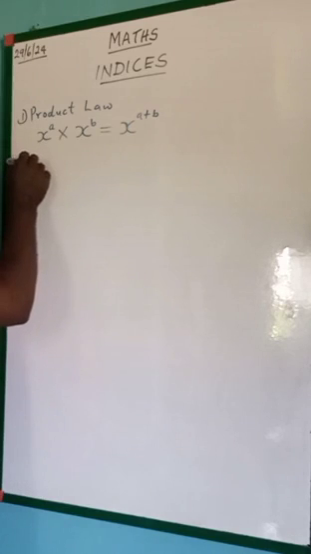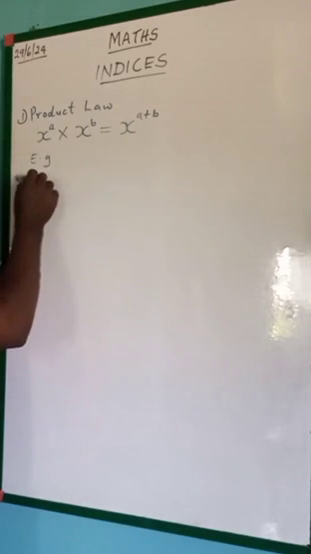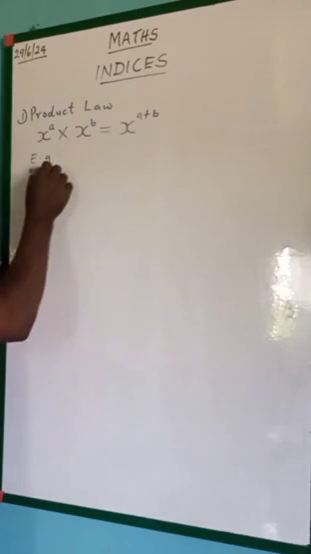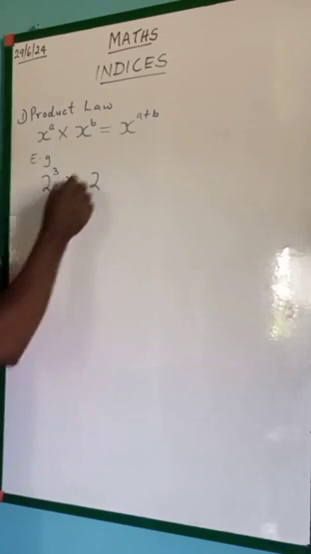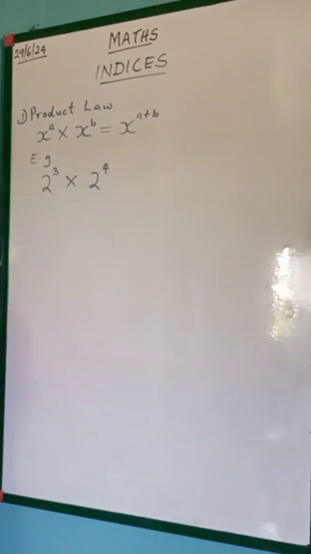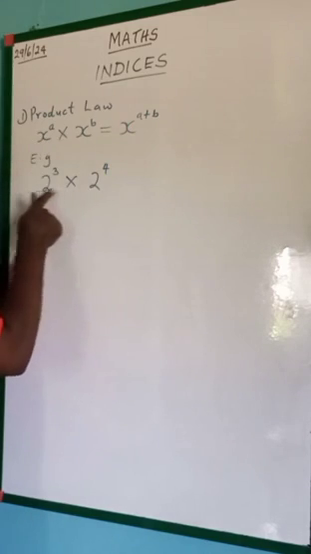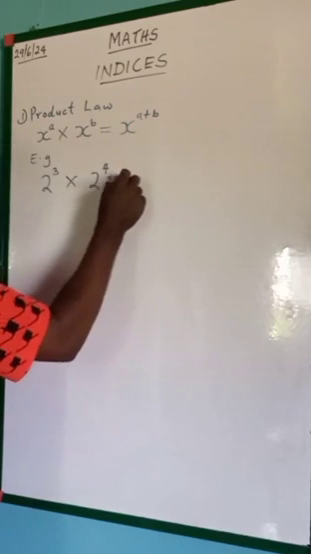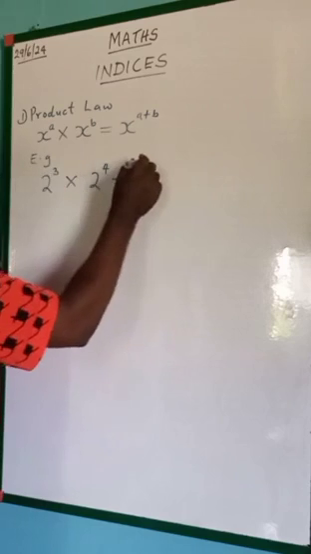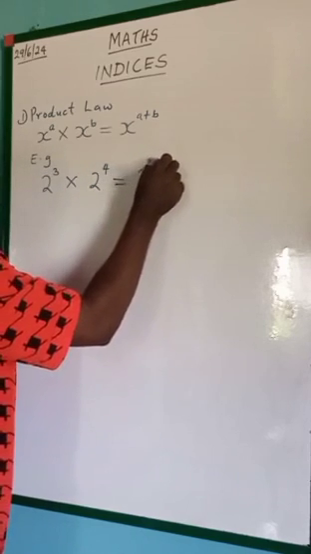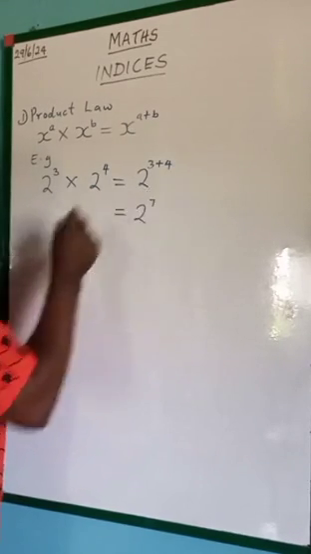An example of this is when you have, for instance, 2 raised to power 3 multiplied by 2 raised to power 4. If we go back to the law, these two numbers are the same root number. We'll just pick 1. Then we add their powers together, 3 and 4. And that will give us 2 raised to power 7.